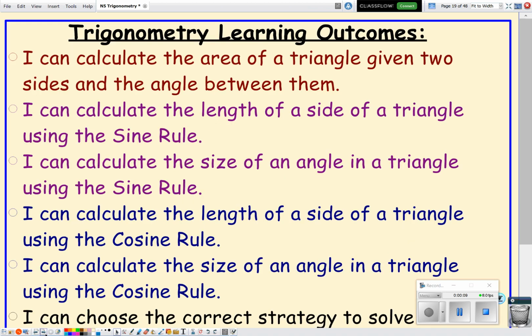In this lesson we are set to look at using, or introducing, the cosine rule to you. So that's this bullet point here. We can calculate the length of a side of a triangle using the cosine rule, right? So that's what today's lesson is really going to look at.